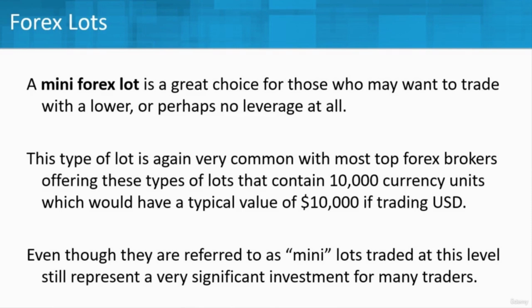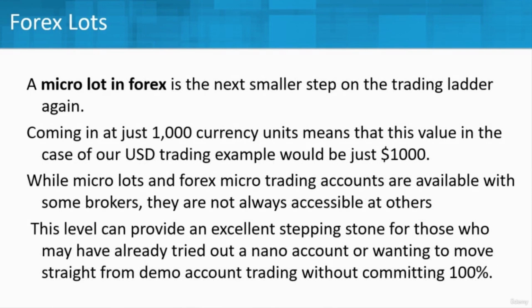A mini lot. So maybe you want to look at a micro lot, and that's a smaller step down on the trading ladder again. So that's 1,000 currency units. So that in this case would be 1,000 US dollars or 1,000 euros, 1,000, whatever the currency unit is. And so with micro lots, that's a nice easier step, but they're not necessarily available with all the brokers out there. Some are more accessible than others.